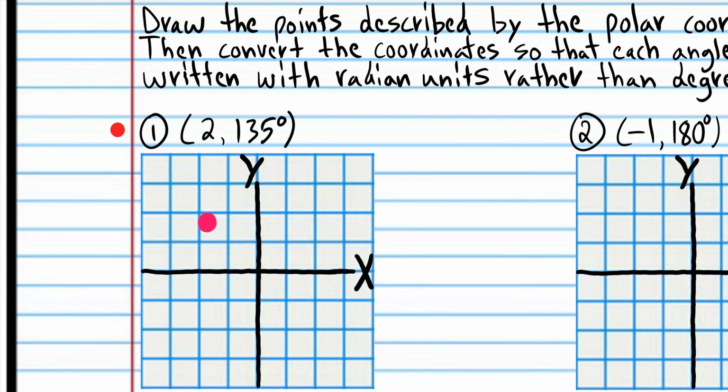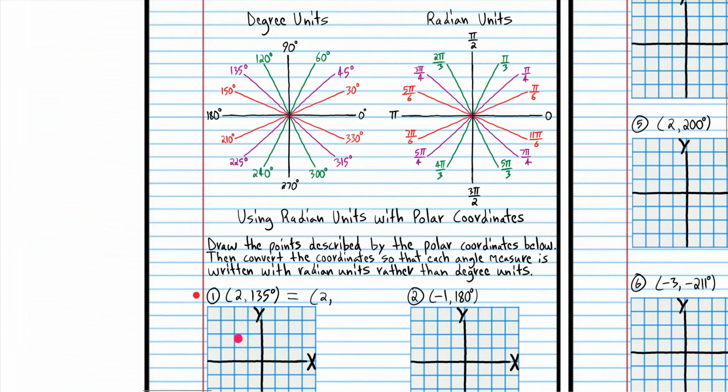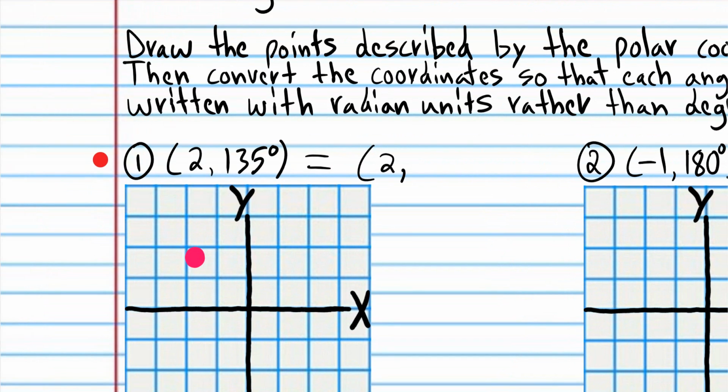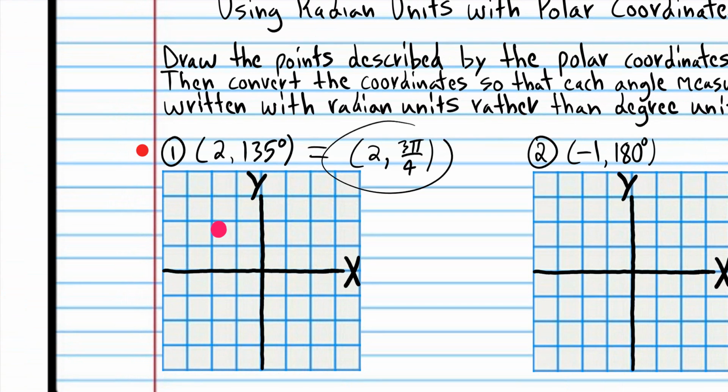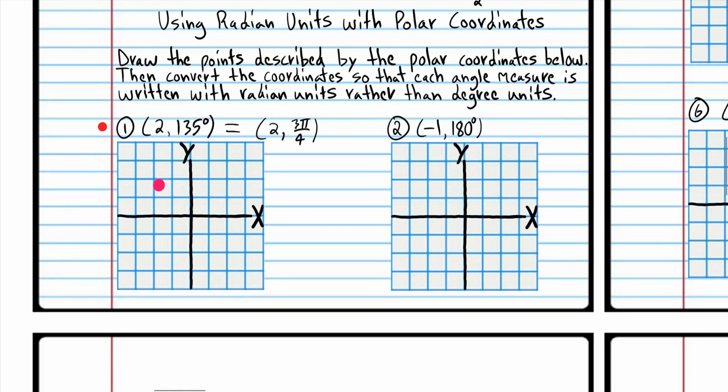So now we're going to convert the angle to radian units. So let's look up here. 135 degrees is equivalent to 3 pi over 4. So we're just going to change that to 3 pi over 4. So here's the point using radian units. This number doesn't really change. It's still whatever value we started with.